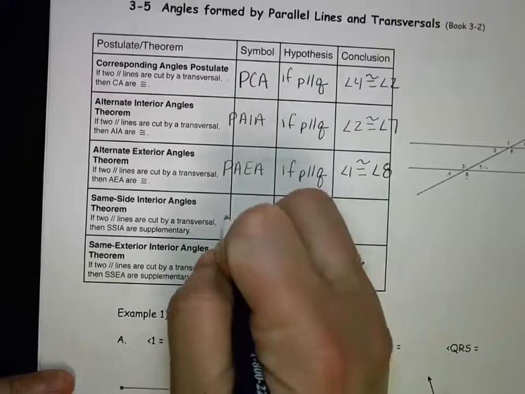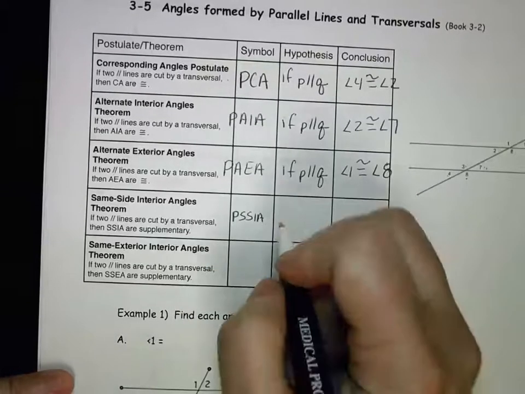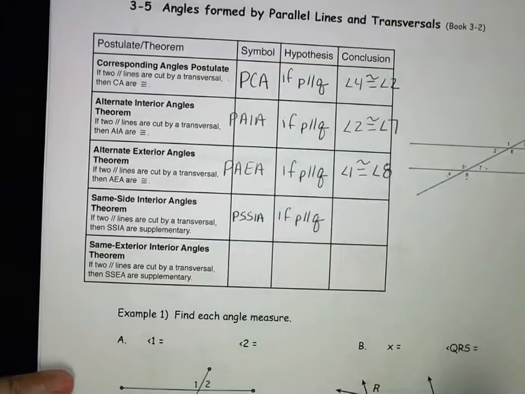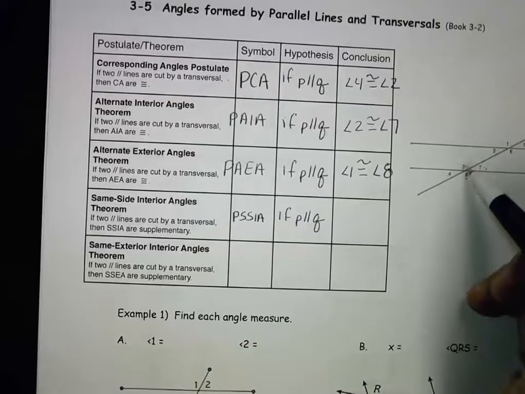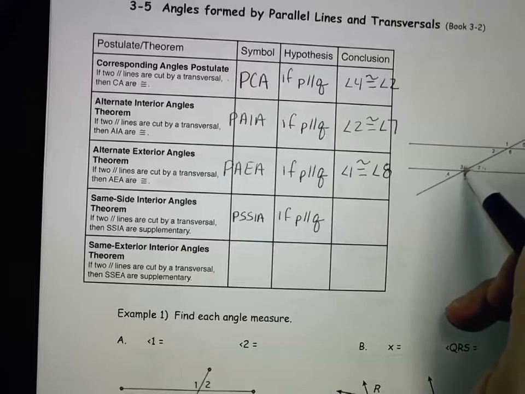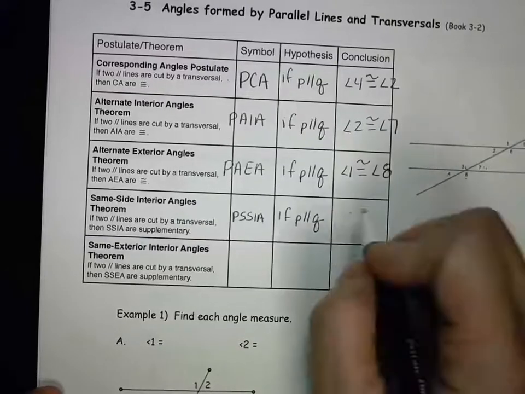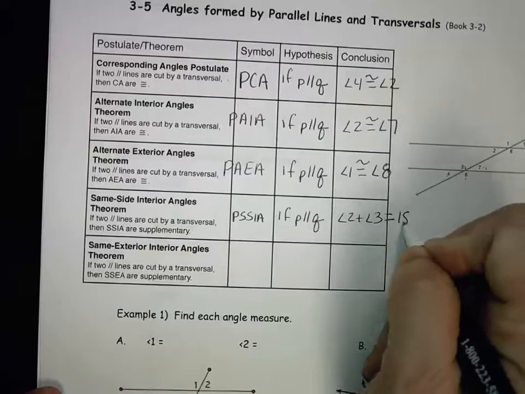Same side interior angles will be PSSIA, and that says the same thing. If P is parallel to Q, as we look at our same side interior angles, we have a slightly different situation here. Look at angle 3 and look at angle 2. Those are not congruent. This one is an obtuse angle, and that one is an acute angle. 2 and 3 add to 180, or they are supplementary.